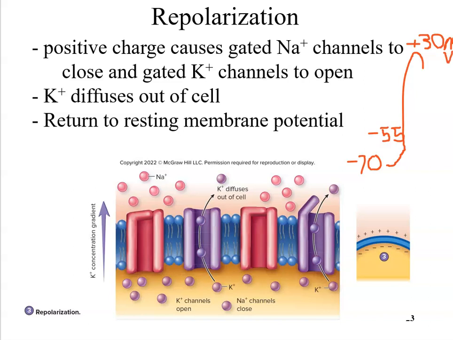Kind of ran out of room. MV for millivolts. And then that causes those sodium channels to slam back shut. Potassium-gated channels open up. As potassium leaves the cell, we go back down, down, down. So 30 down to 20, down to 10, past 0, all the way down, down, down, down. We stabilize back at -70. We're back down at resting membrane potential.